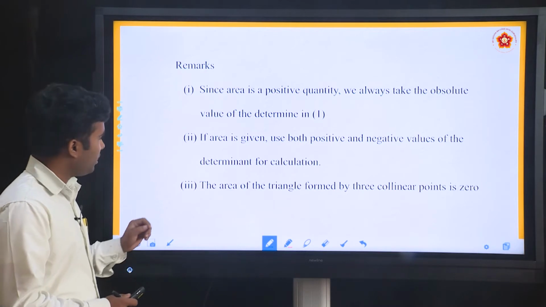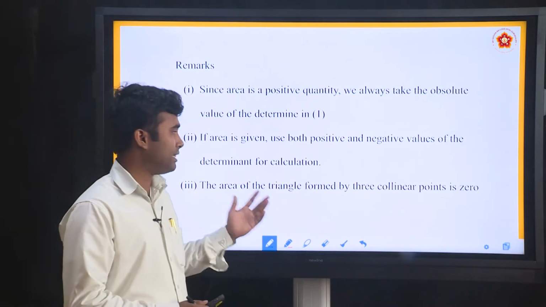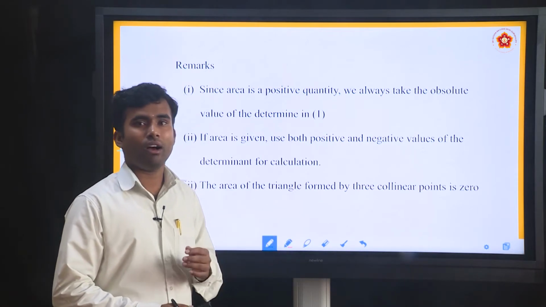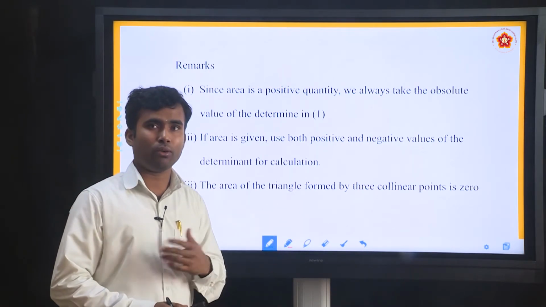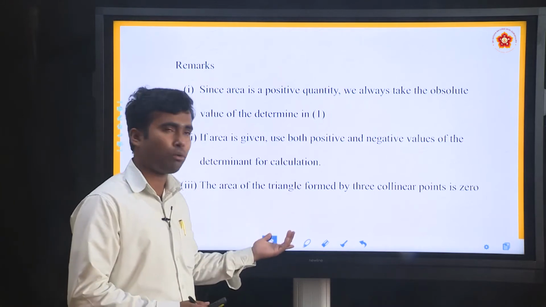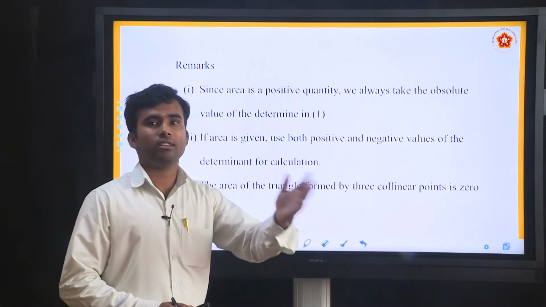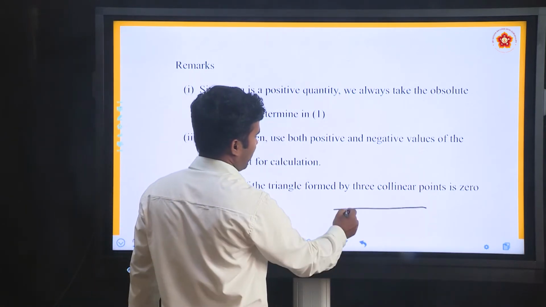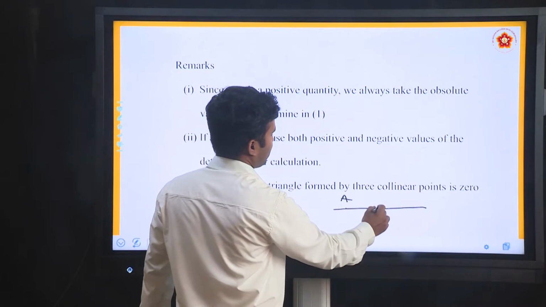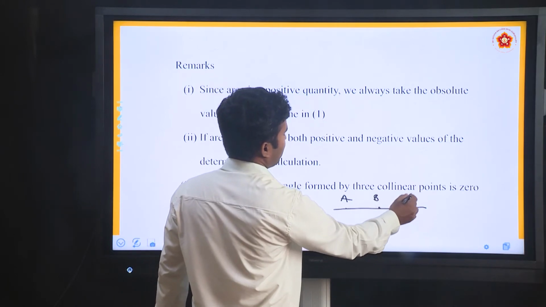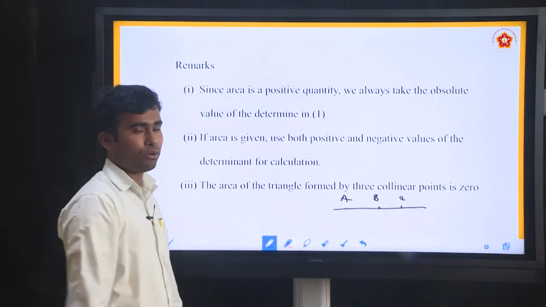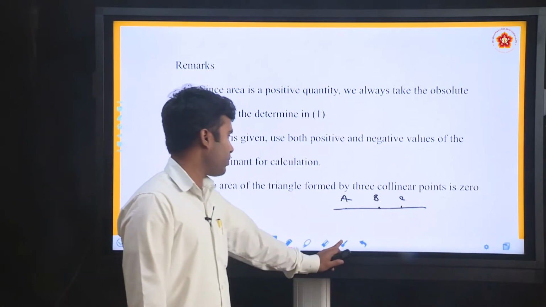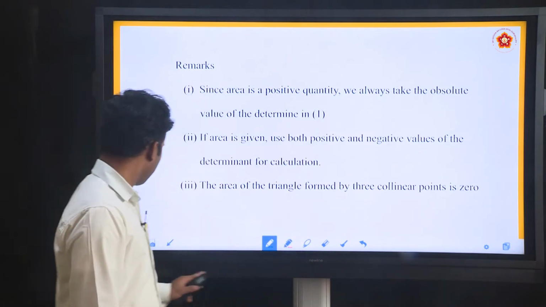And another one is the area of the triangle formed by 3 collinear points is 0. Understand? The area of a triangle becomes 0 when the vertices are collinear points. You already know what collinear points are. The points lie on the line. See, suppose you consider this is a line, so these are the points which lie on the line, then the area of the triangle becomes 0 for these vertices which lie on the line. Okay. That is one more remark about this.